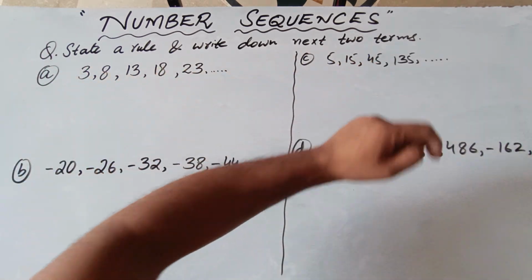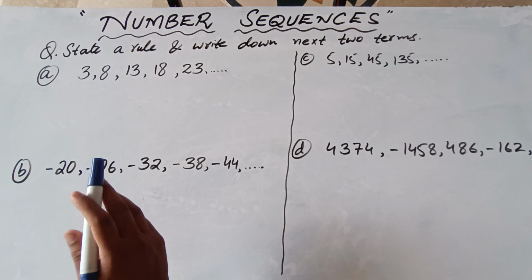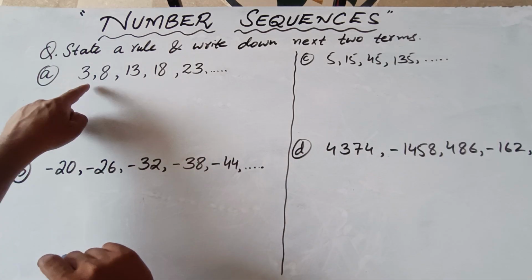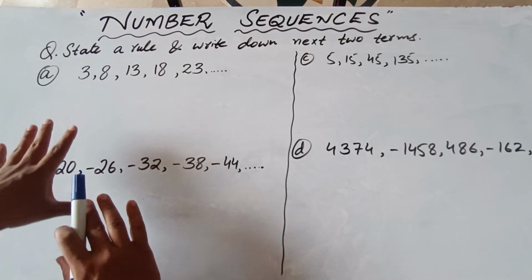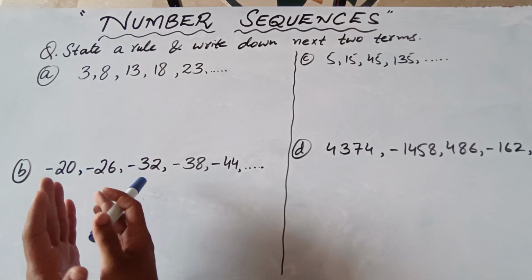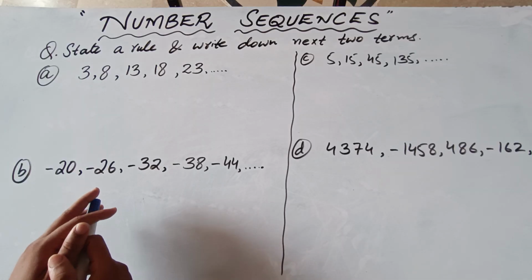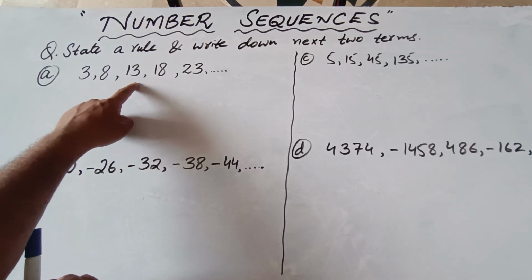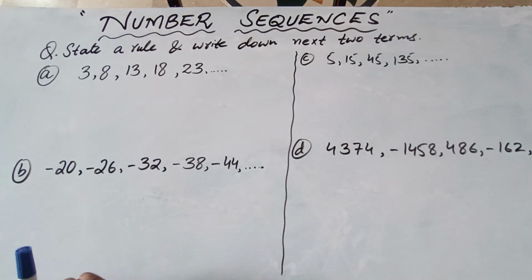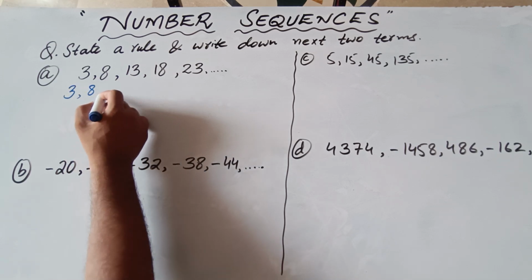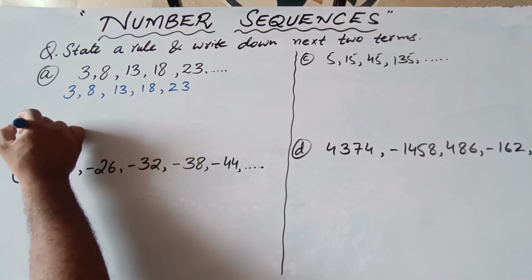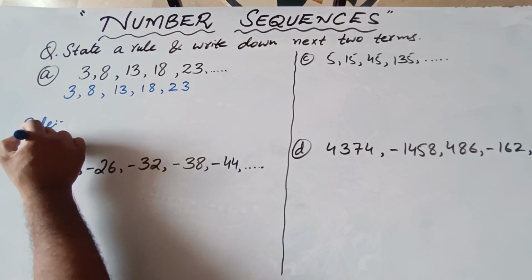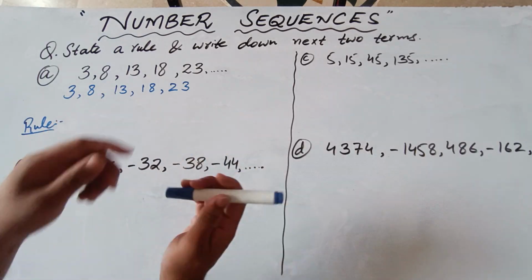State a rule and write down the next two terms. You can see the question, and we need to analyze the pattern first. What pattern is happening in a particular sequence? To answer these types of questions, we need to analyze the pattern first. It's written 3, 8, 13, 18 and 23 and so on. We need to write the next two terms. How do we write down the next two terms? We have to analyze them, and then write down the rule as well. What rule is being followed in this particular sequence?